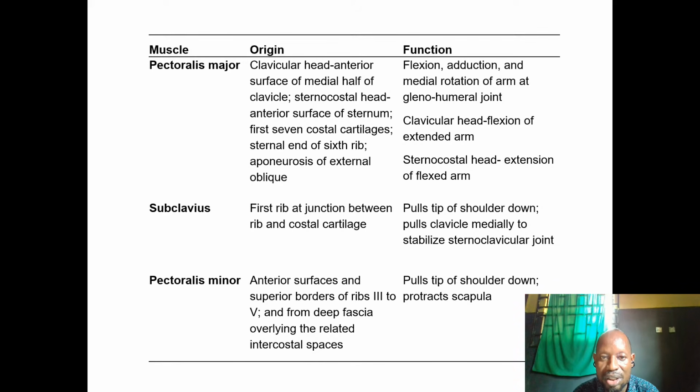Those muscles are not listed here. They just talk briefly on some of the muscles like pectoralis major, subclavius, and pectoralis minor. So I'm just listing those muscles for you. You also have the rhomboid major and minor. You also have the deltoid muscle on the lateral side. It has both the acromial end and clavicular end.